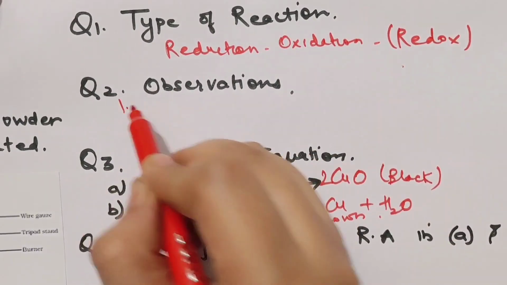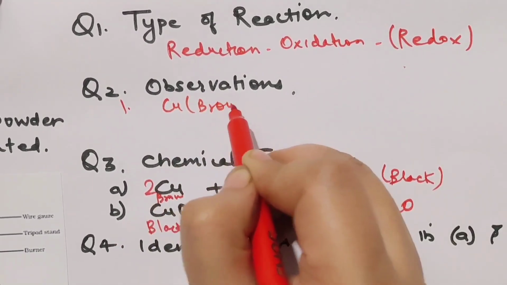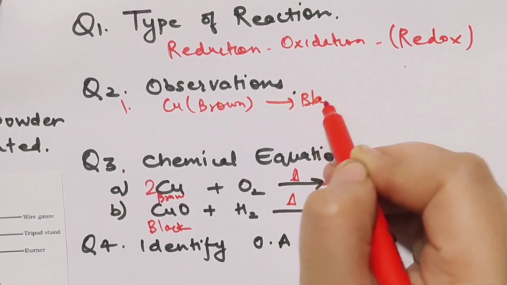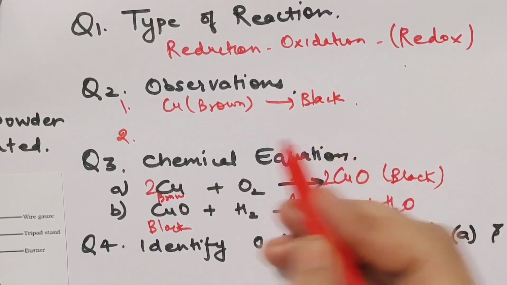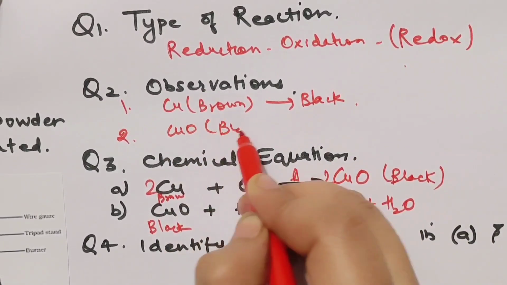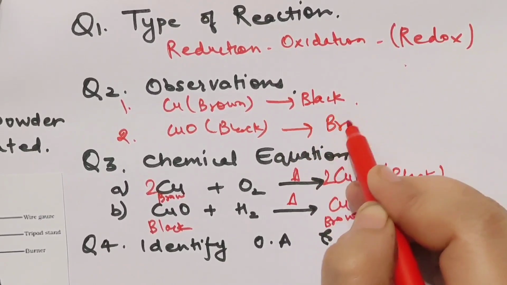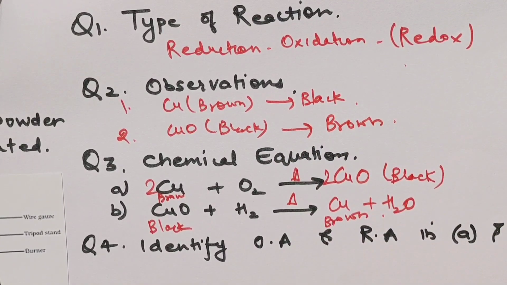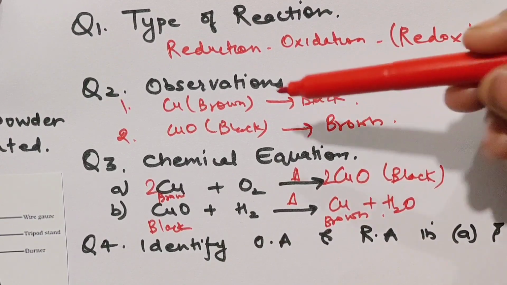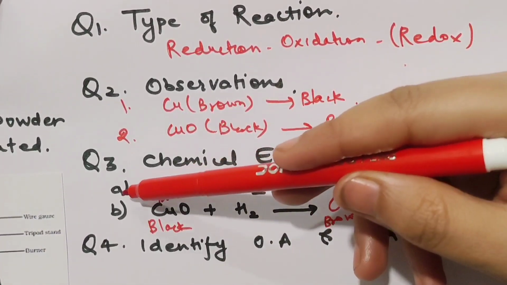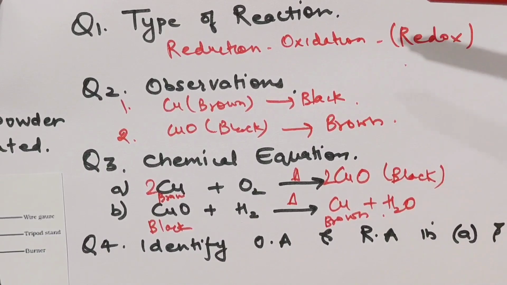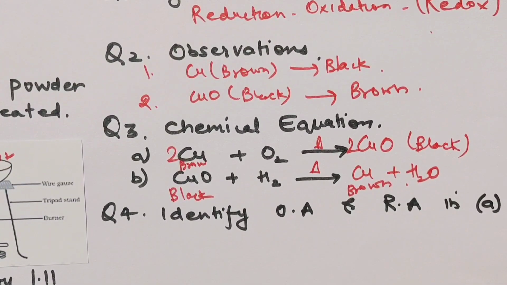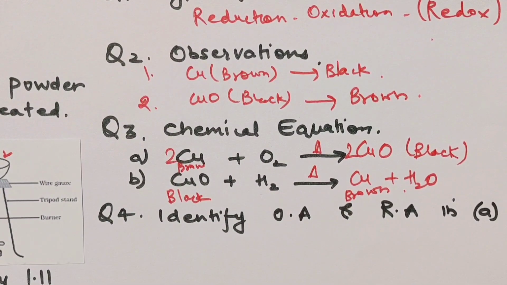Now, observation. First observation, copper went from brown to black. That would be the observation of the first equation. Observation of the second equation is that copper oxide, which was black in color, went from black to brown again. They can ask you these observations for the reactions, like what is the observation of reaction A, what is the observation of reaction B, right? Apart from these observations, you can be asked about the oxidizing agent and reducing agent.